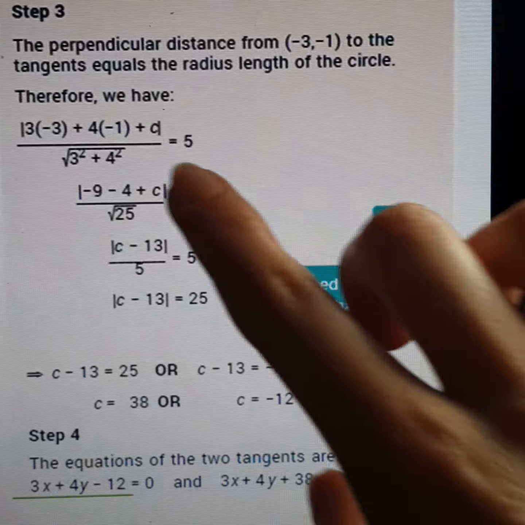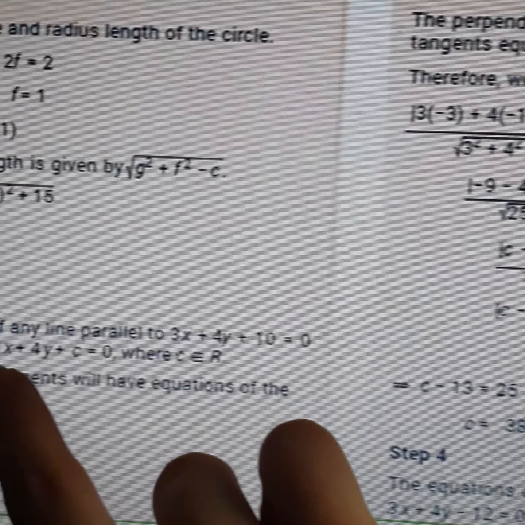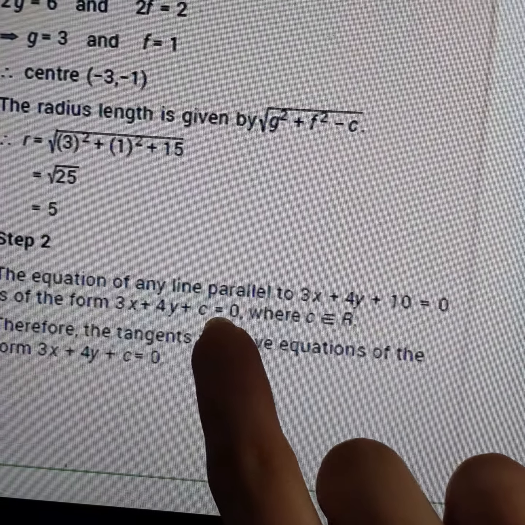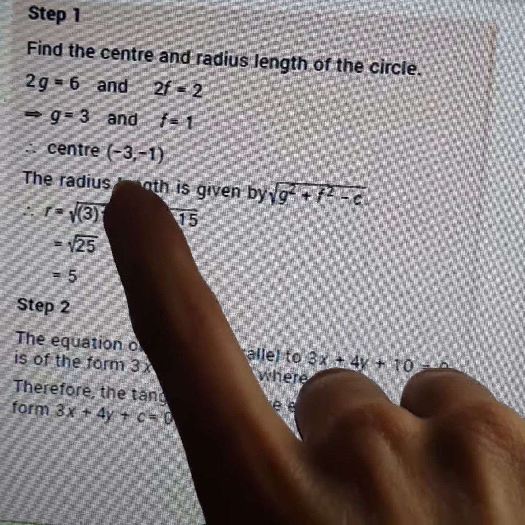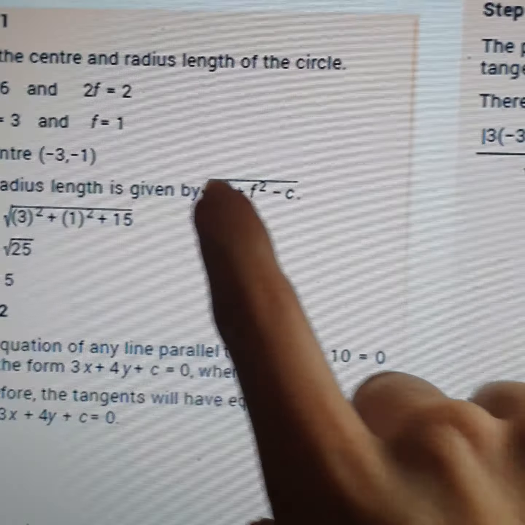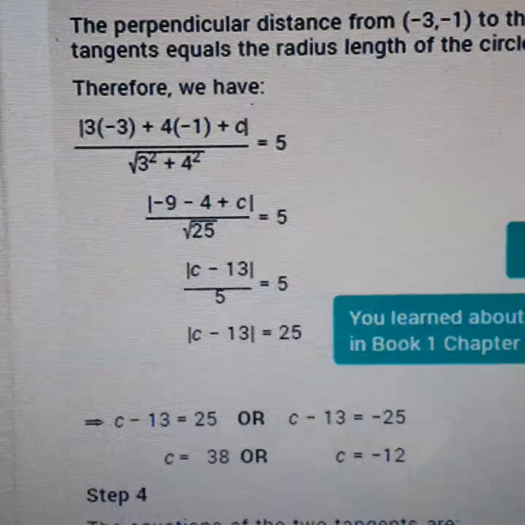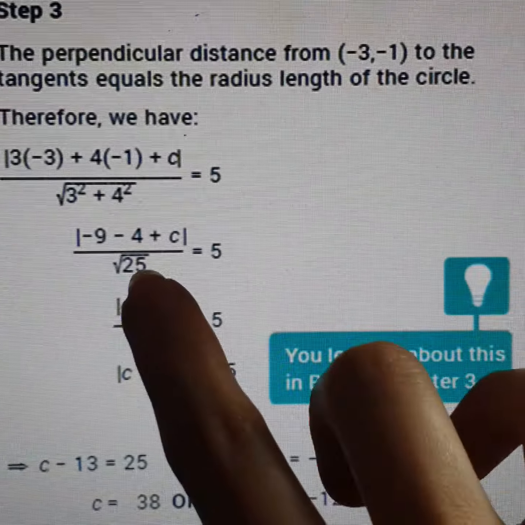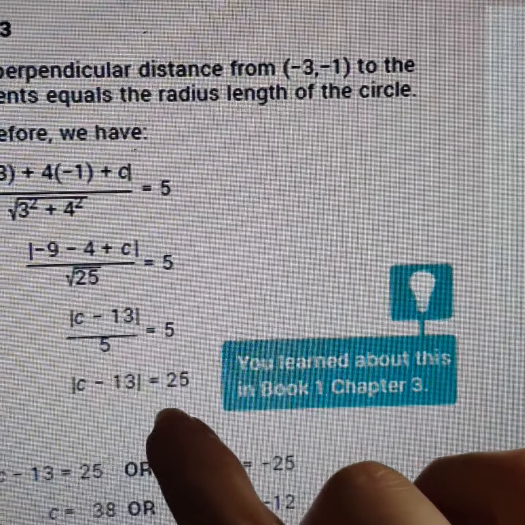So fill in: we have our A to be 3, our B to be 4, our C to be c. We have our x1 to be -3 and our y1 to be -1. Fill it in, and that is equal to your radius as well. You get the modulus to be c minus 13 over 5.